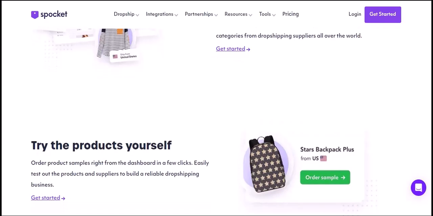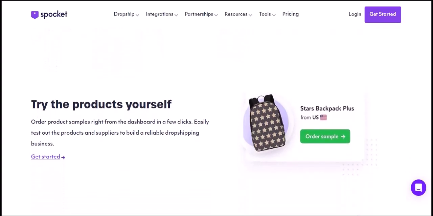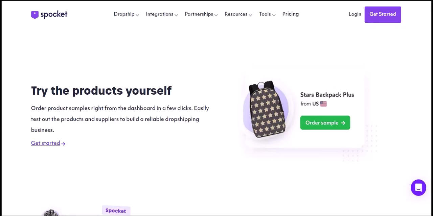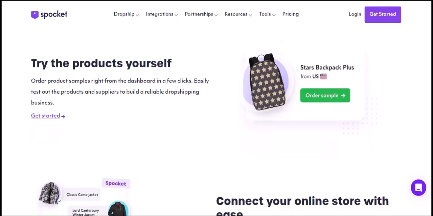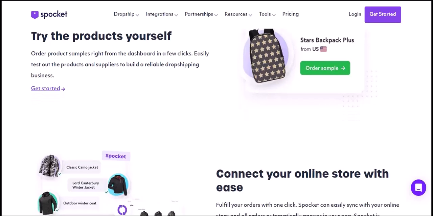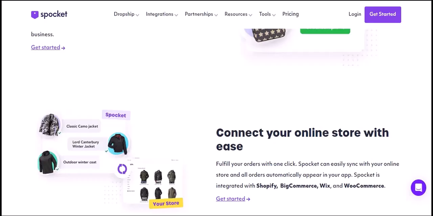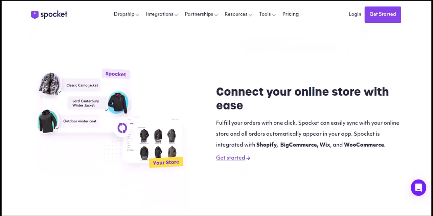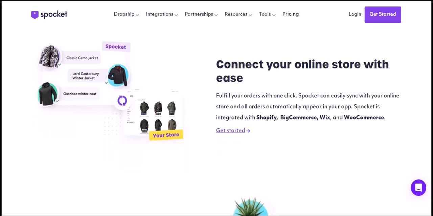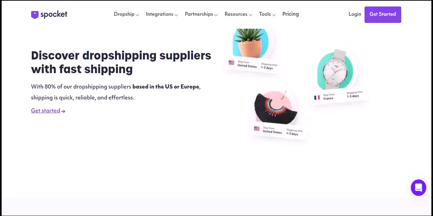Clear return policy. Have a clear and concise return policy on your store. This will help manage customer expectations and reduce unnecessary returns. Fast response time. Respond promptly to customer inquiries and return requests. Excellent customer service. Provide exceptional customer service throughout the return process. Choose reliable suppliers. Work with suppliers who have good return policies and a reputation for efficient handling of returns.